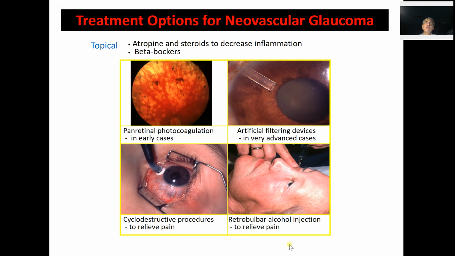Retrobulbar alcohol injection can be used in patients who have intractable pain, because in patients with long-standing neovascular glaucoma, due to raised intraocular pressure, they tend to have bullous keratopathy, because high intraocular pressure will force fluid into the cornea and produce waterlogging of the cornea. When the water comes into the epithelium, it produces fine blisters. So that is called a bullous keratopathy.